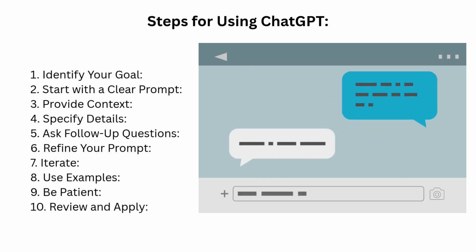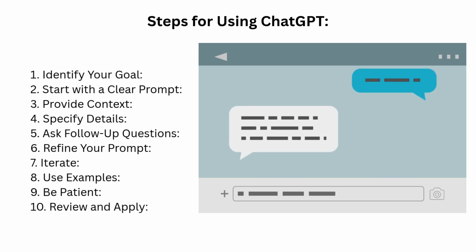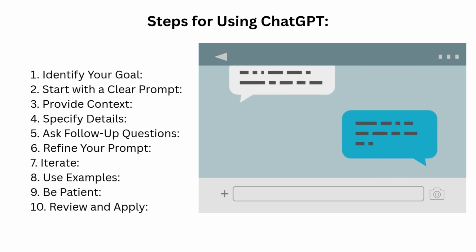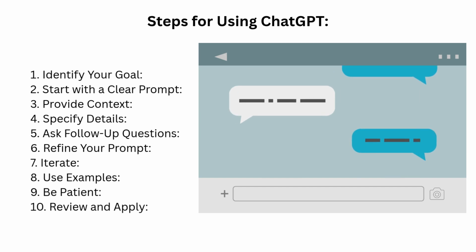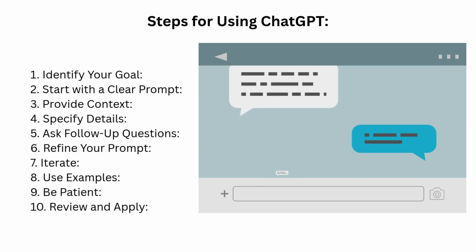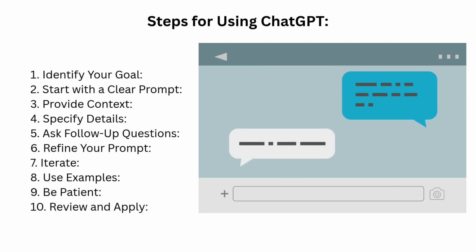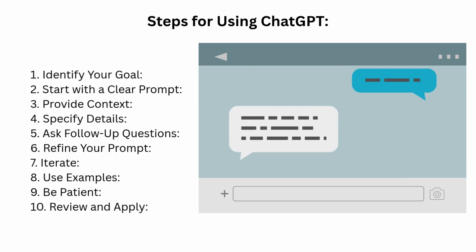8. Use examples. When necessary, provide examples to illustrate what you're looking for in the response. 9. Be patient. Understand that it may take a few tries to get the desired output, and don't hesitate to experiment with different prompts. 10. Review and apply. Once you receive a satisfactory response, review it and apply the information to your task or project.